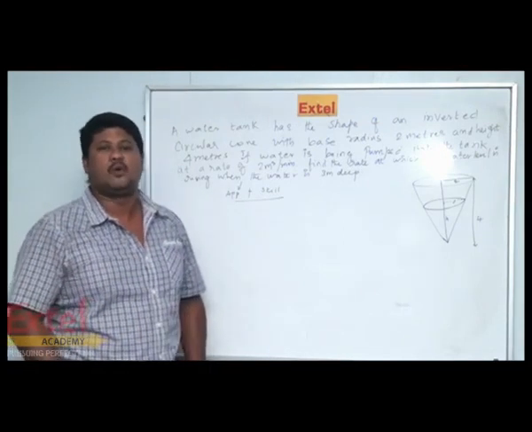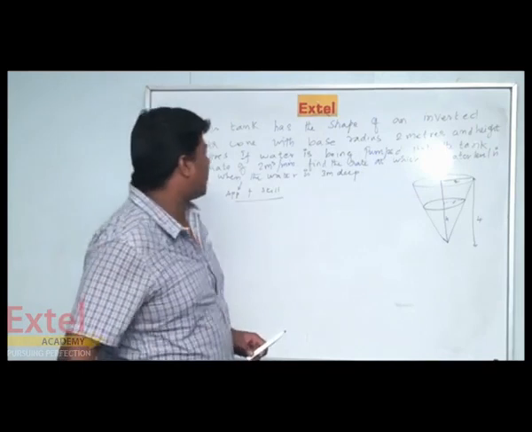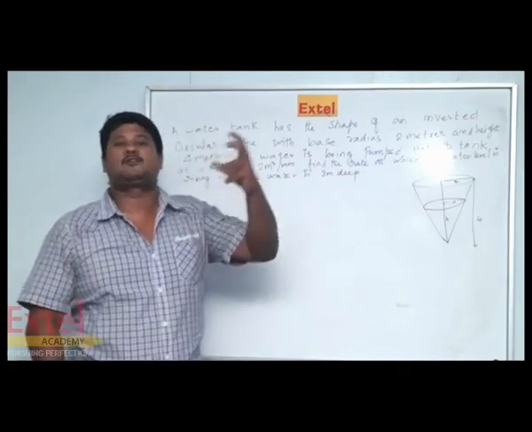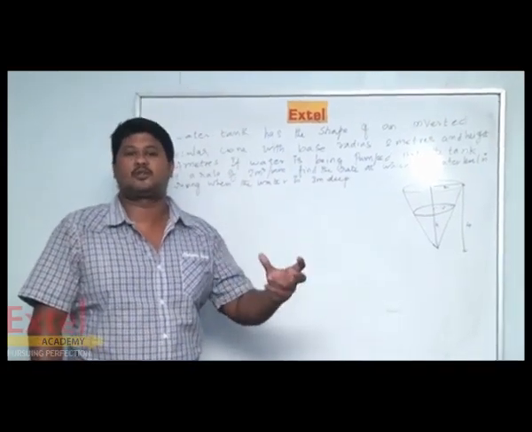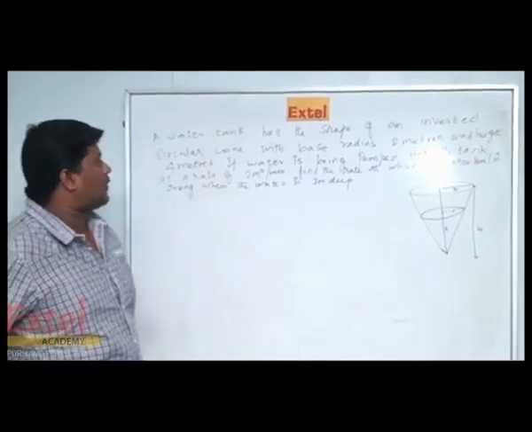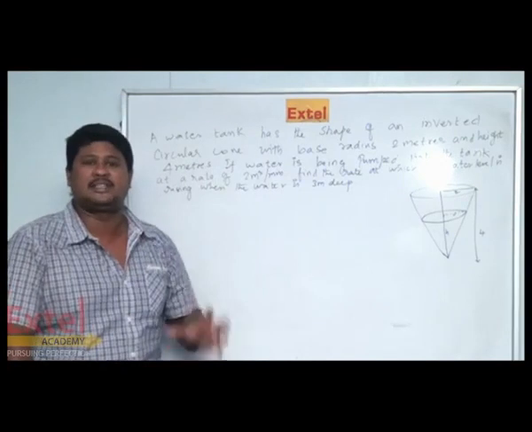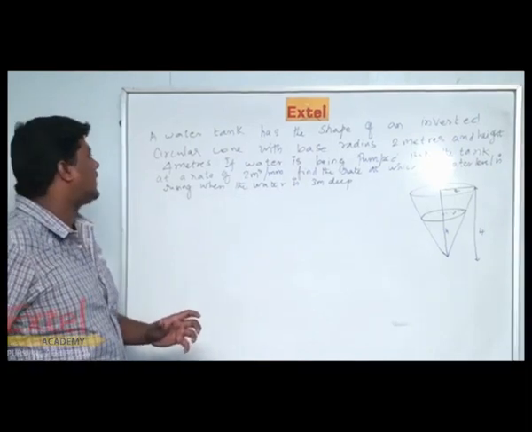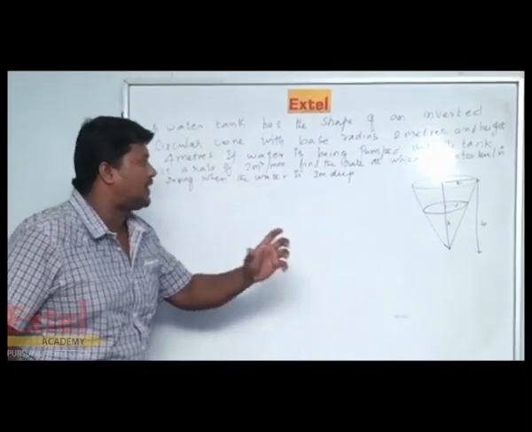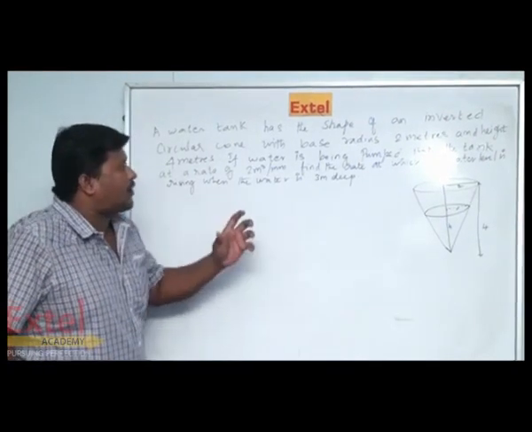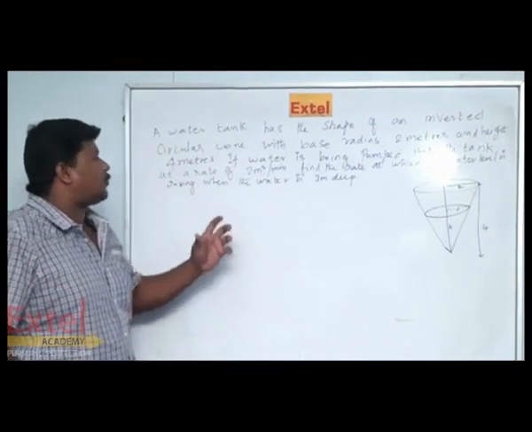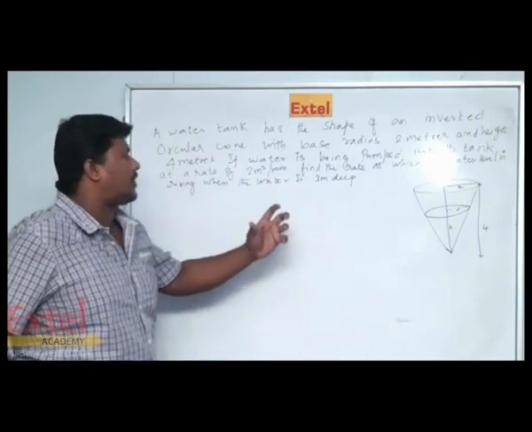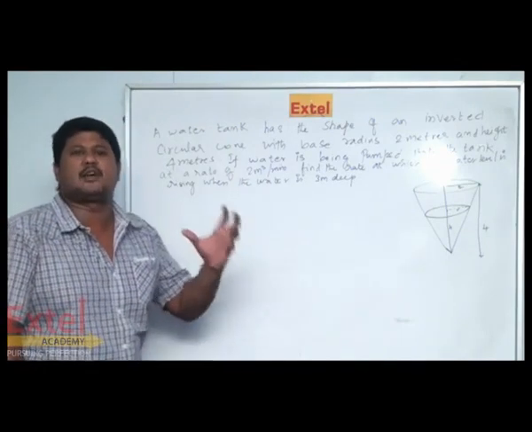Now we are going to see one of the application problems in differential calculus. So there, the first section of the differential calculus I have given you is rate of change, which means that with respect to t we are differentiating every part. Here, first read the question carefully, then you will be able to solve the problem very easily. A water tank has the shape of an inverted circular cone with base radius 2 meters and height 4 meters. If water is being pumped into the tank at a rate of 2 meter cube per minute, find the rate at which the water level is rising when the water is 3 meter deep. So this is the thing we are going to find out.